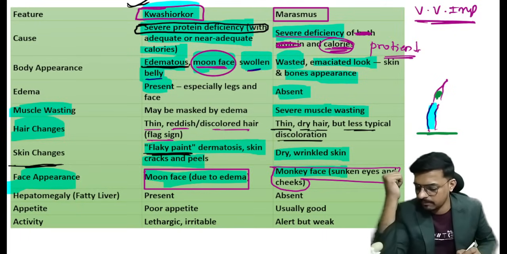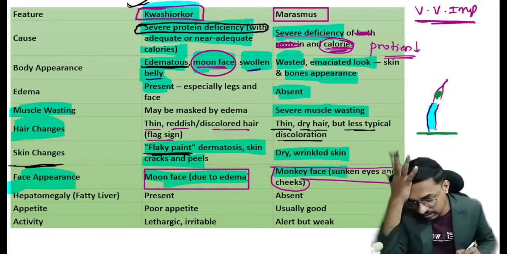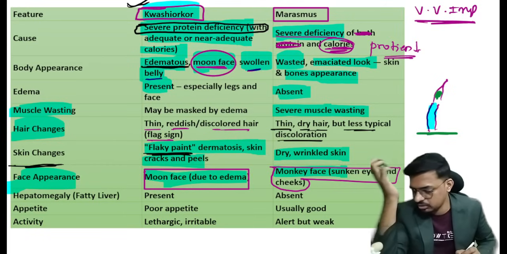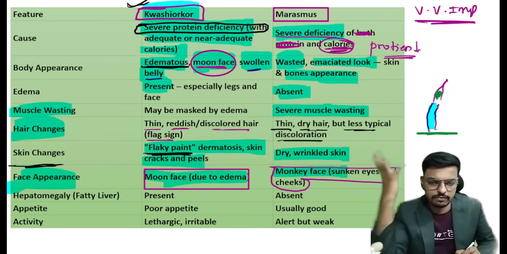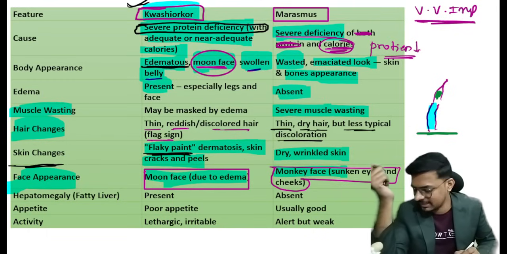So in Cushing syndrome, all the corticosteroids have been increased, and very importantly, the edematous body will be there because of the excessive accumulation of the fluid. Okay, so that is the Cushing syndrome. In the Cushing syndrome also we will get the moon shaped face, and in the kwashiorkor also we will get the moon shaped face. The monkey face will be seen in case of the marasmus.